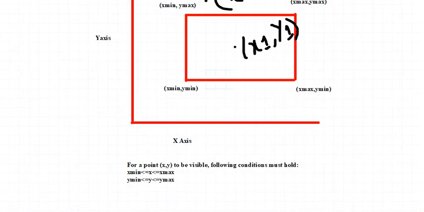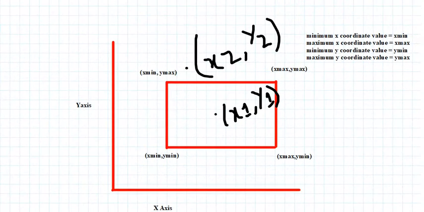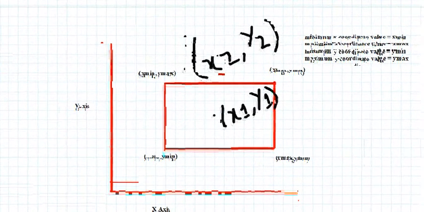Just repeat it once again. For a point x, y to be visible, following conditions must hold. x min must be less than equals to x, less than equals to x max, and y min must be less than equals to y, must be less than equals to y max. So now apply the algorithm to our diagram.